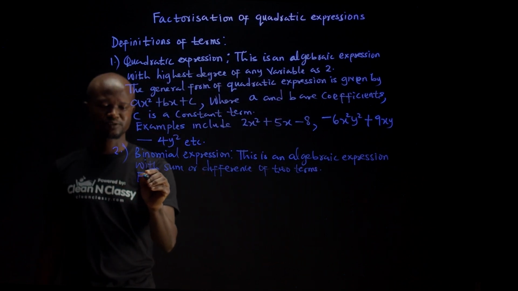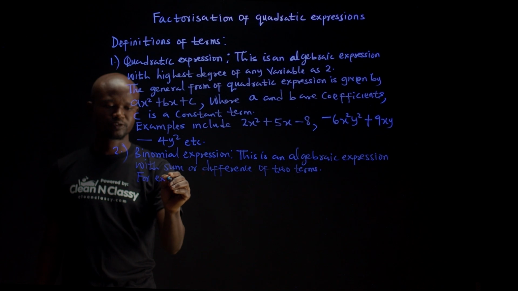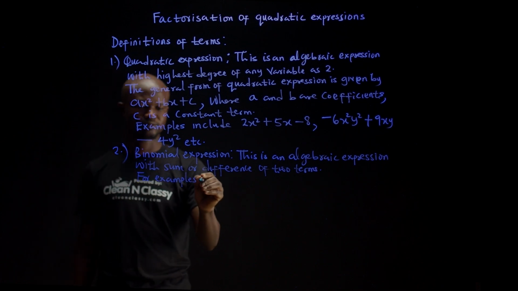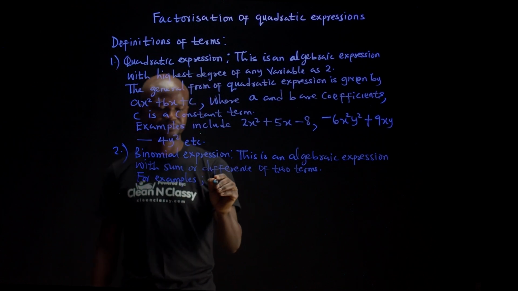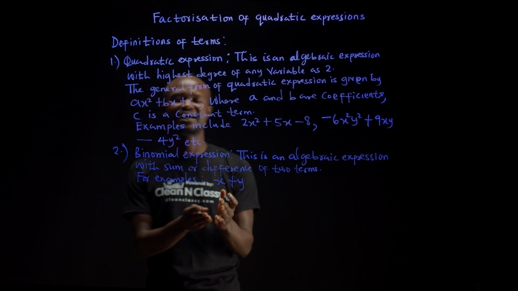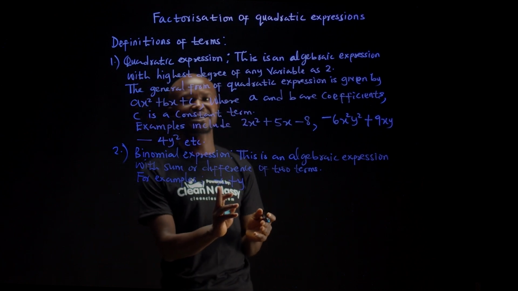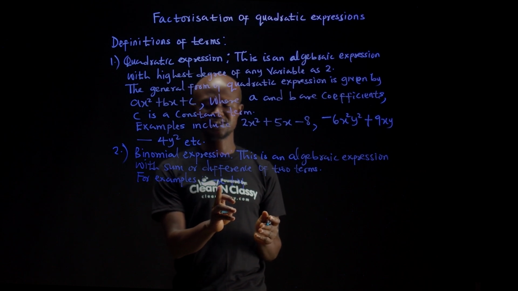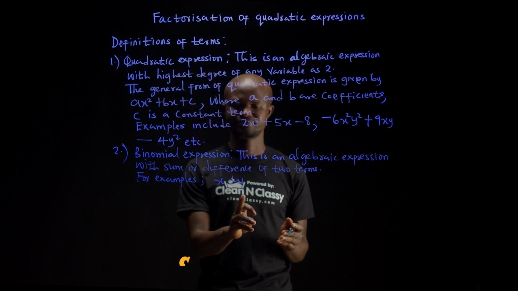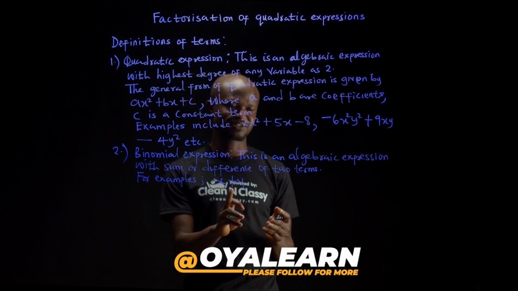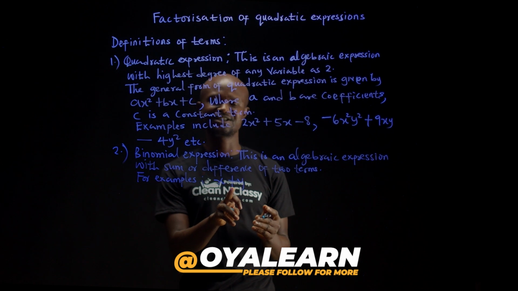For examples, x plus y is a binomial expression. Why? How many terms are we having here? We're having 2 terms. This is the first term, this is the second term. And you can see sum or difference of 2 terms. Sum, it represents the addition here.